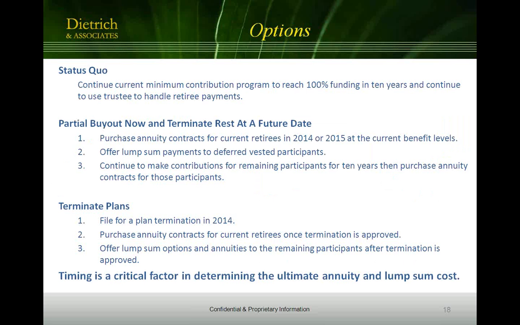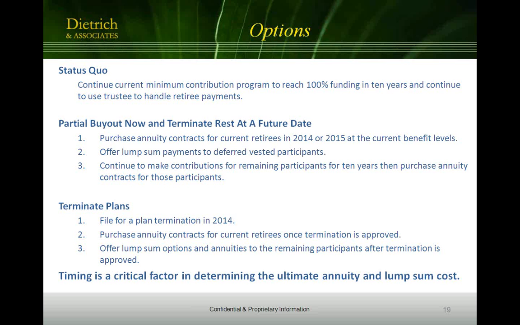Lastly, we're looking at the options under the plans. All this information was gathered and put together, so now what are the options? Well, the options are to continue the plan as status quo, so leave as is and defer the cost of the plan throughout the next 10 years. There's a partial settlement or partial buyout today, in which the plan sponsor would purchase annuities for the retirees today, open up a window to offer lump sums to the terminated vesteds, and continue to make contributions for the remaining participants for that 10-year period, or as economic conditions change, maybe terminate at a later date.